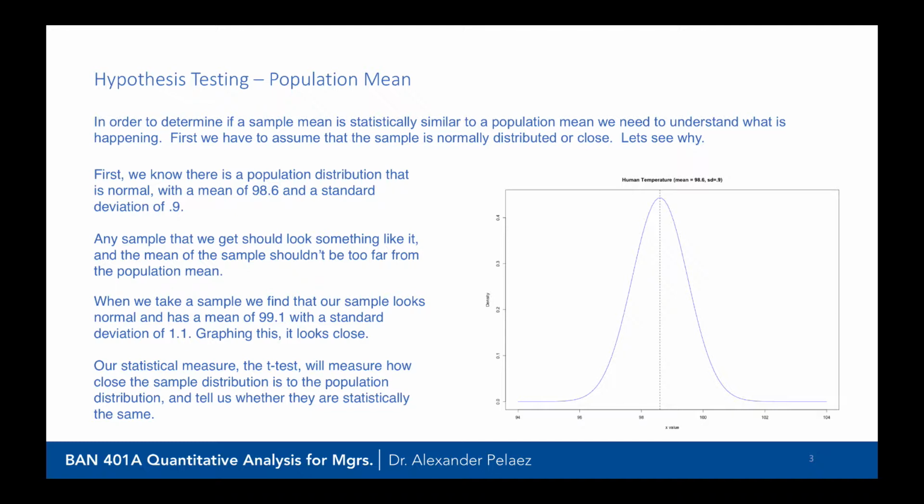When we take a sample and we find that our sample looks normal, has a mean of 99.1 with a standard deviation of 1.1, graphing it will look close. Now, we have a statistical measure, the t-test, which will measure how close the sample distribution is to the population distribution and tell us whether they are statistically the same, whether the sample matches the population. So let's see how to do this.